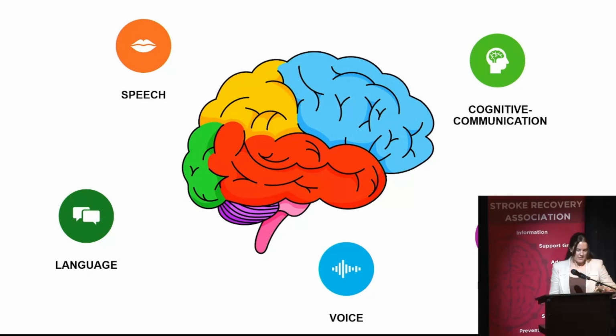So essentially, different parts of the brain are responsible for different aspects of communication. Typically, the left hemisphere of the brain is responsible for language, whereas the right hemisphere has more of a role to play often in cognition and how that might impact on communication. And then within the left hemisphere, we have the motor cortex, which has a role to play in planning and programming for speech.